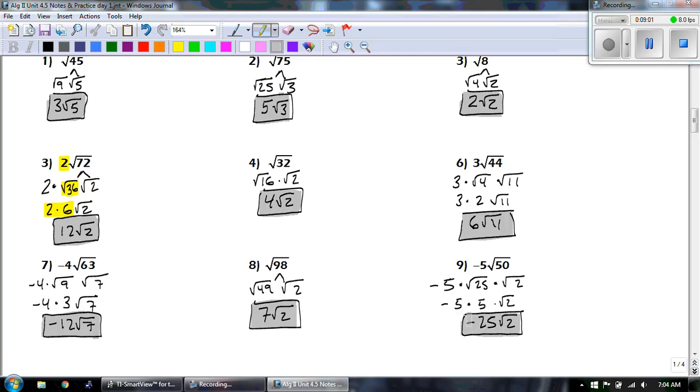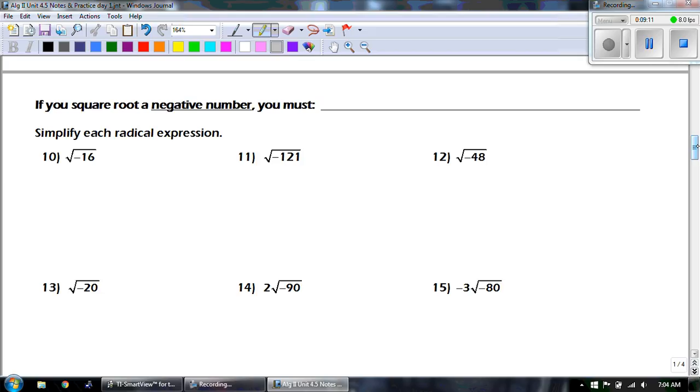Okay, now if you notice, everything that we've been doing had a positive number underneath the square root. That's not always the case. So if you square root a negative number, you must include an i in your final answer.